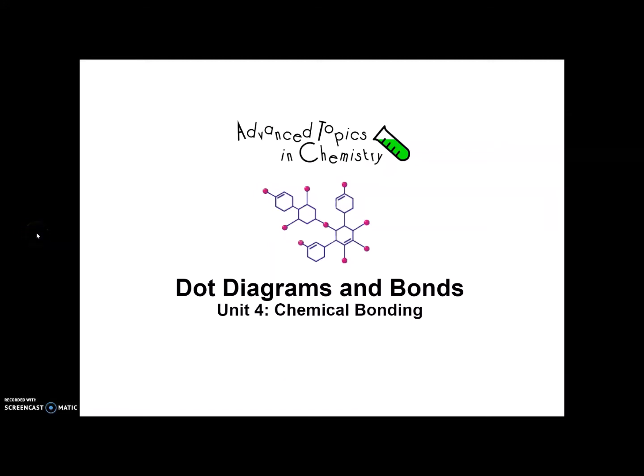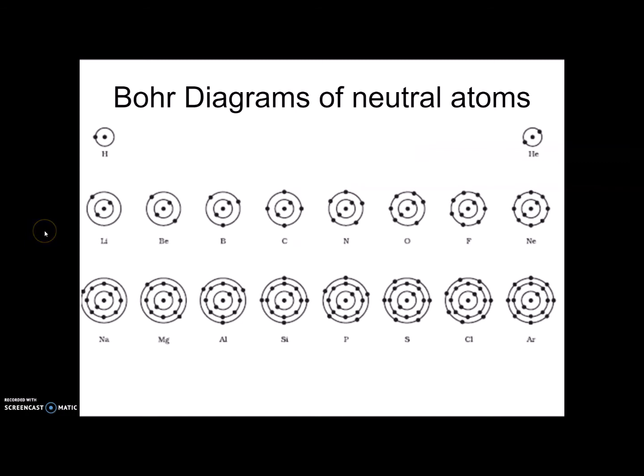Students, in this note set, we're going to take a look at a way to represent atoms with regard to their electrons called dot diagrams. And we're going to look at how atoms bond together, as a way of understanding their electron ownership through dot diagrams. First, we know from earlier when we studied modern atomic theory about Bohr diagrams.